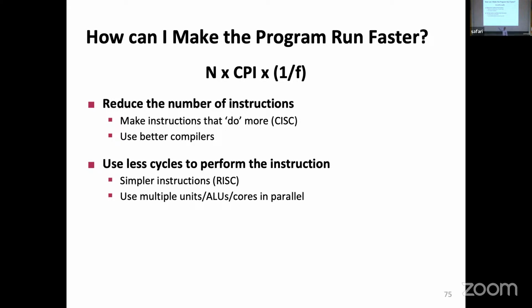Then the second thing is, why do I do 1 instruction per cycle? Why can I not pick 2 things and do them in parallel? Why don't I pick 5 things and do them in parallel? Are you taking parallel programming courses? Right, so that's the idea. Let's also do it in hardware. Why only in software? So I can use multiple units, ALUs, cores in parallel. As long as I can get the benefits of parallelization, this is great.